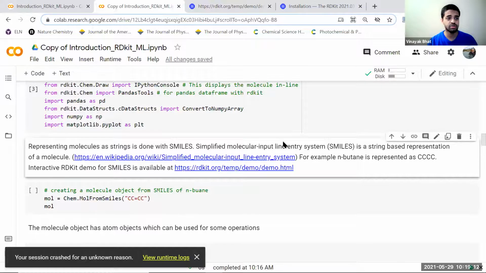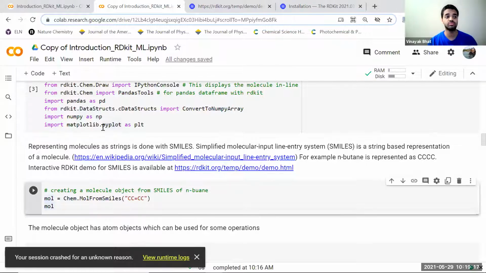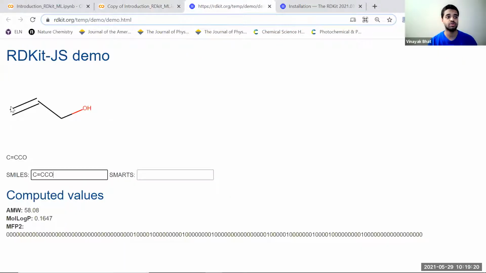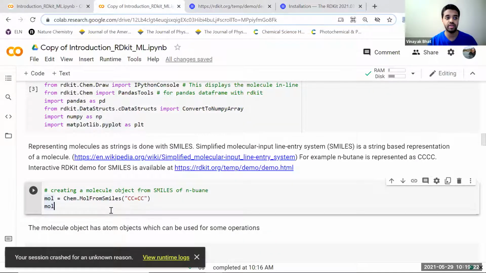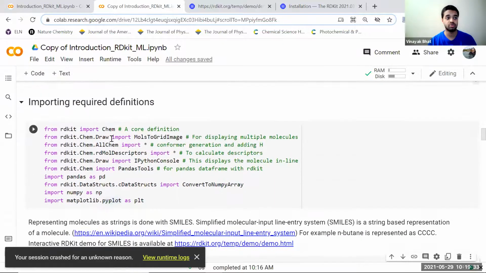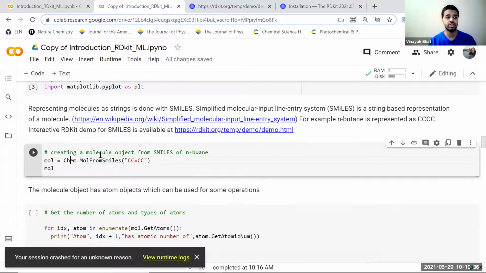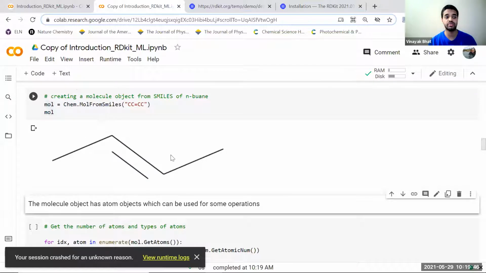Okay. So that is what we are going to use. We can create molecule objects, just as we saw over here. This is a molecule, so we'll try to create it in Python and RDKit to be specific. You'll say Chem is the core definitions. It has a function called MolFromSmiles, and we'll just put in the SMILES. If you just run this cell, you'll see that we have created a molecule.